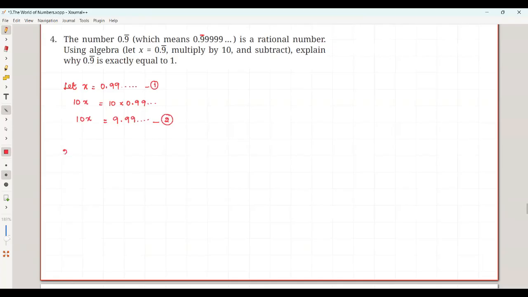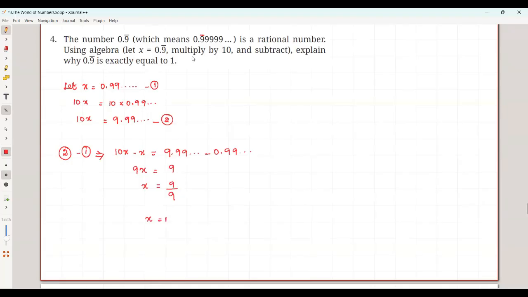Now equation 2 minus equation 1. We're just subtracting 10x minus x, so we get 10x minus x is equal to 9.99... minus 0.99... So 10x minus x gives 9x is equal to 9.99 minus 0.99, which gives 9. Now x is equal to 9 divided by 9, and 9 by 9 is equal to 1. So x is equal to 1.